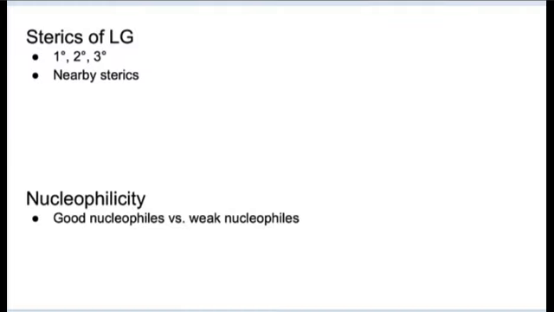Okay, so some other considerations that we want to take into account when we're thinking about SN2 reactivity would be the sterics of the leaving group. How big and bulky are the groups around the halide that's leaving? We can classify our alkyl halides as being primary or secondary. And we could even have tertiary.